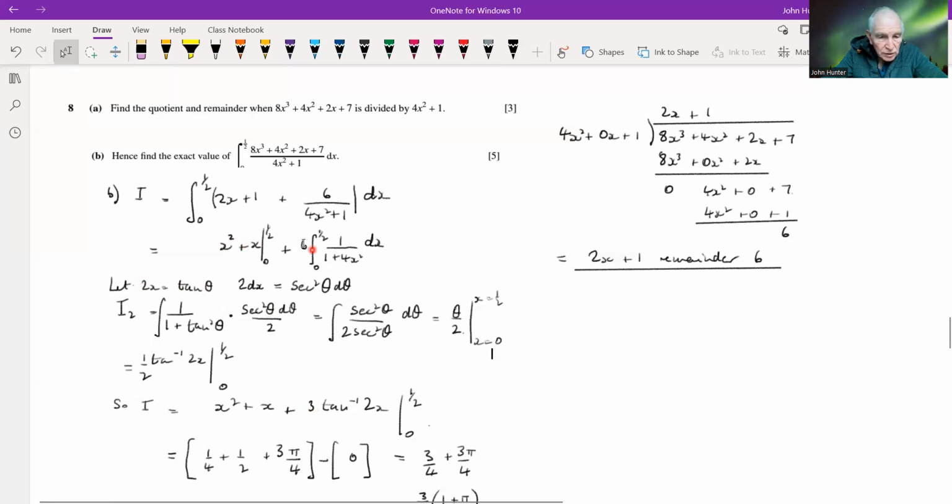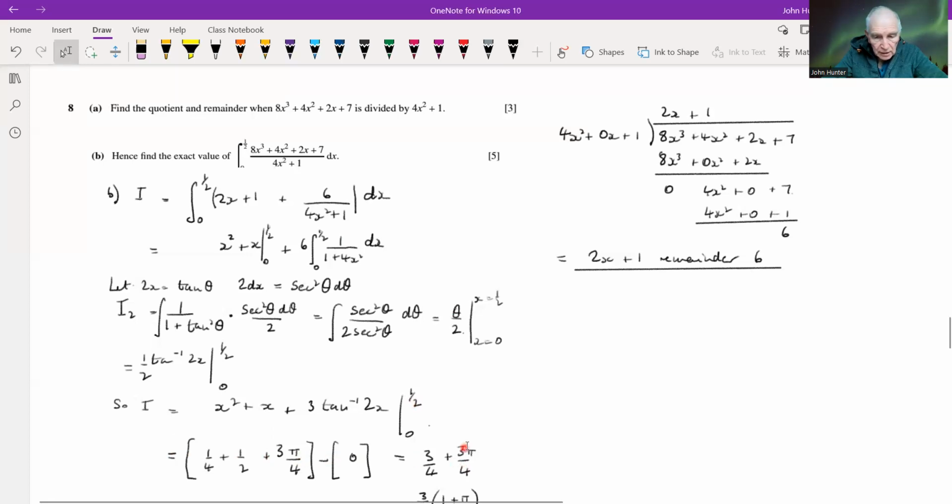Well, we've got the 6 thing there, haven't we? So when we multiply this by the constant that preceded it, it would be 3 tan minus 1 2x. So that's what we've got in total: x squared plus x plus 3 tan minus 1 2x between 0 and a half. Just plug those things in and work it through.